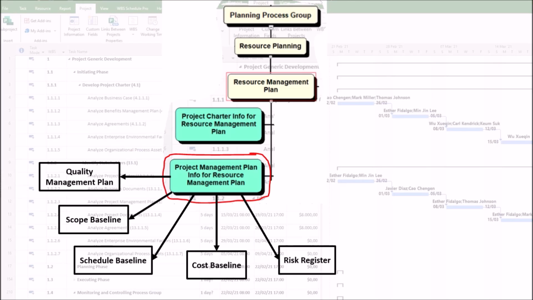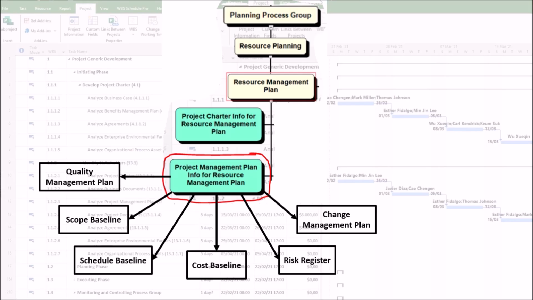5. Risk register. This is important because project risks often have resource implications. For example, a risk like potential unavailability of a key developer directly leads to a resource strategy, such as identifying a backup resource or cross-training another team member. The resource management plan should include contingencies for resource-related risks.